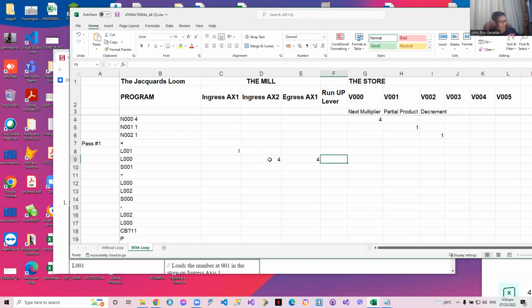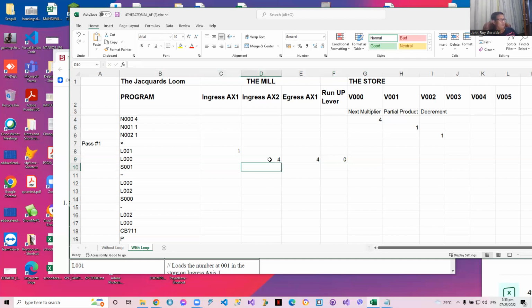What's the run-up lever? 0. Any questions? Why is it 0? Because the last value is positive. Is 4 positive or negative? Positive. So if positive, 0. Do you follow? If negative, 1. If negative, 1. It's binary in this aspect. Okay?